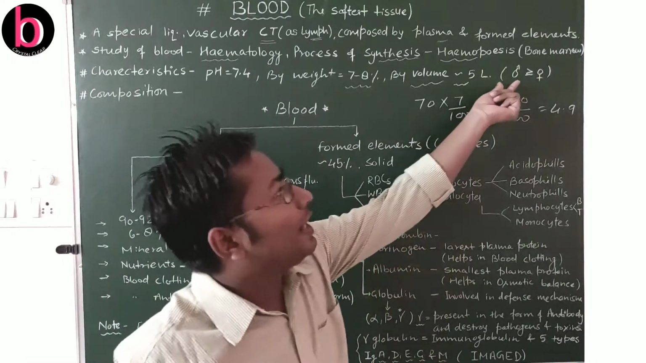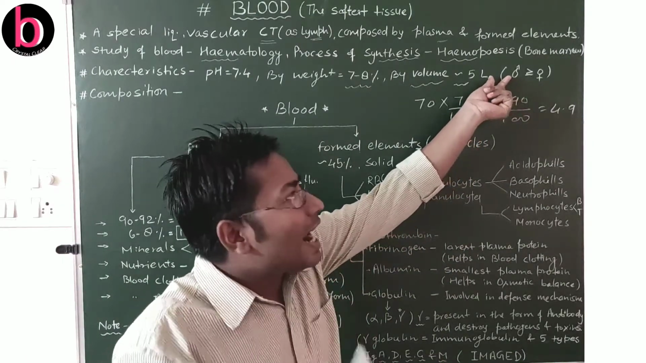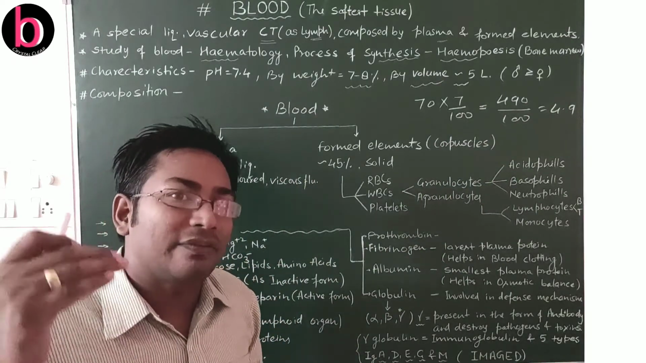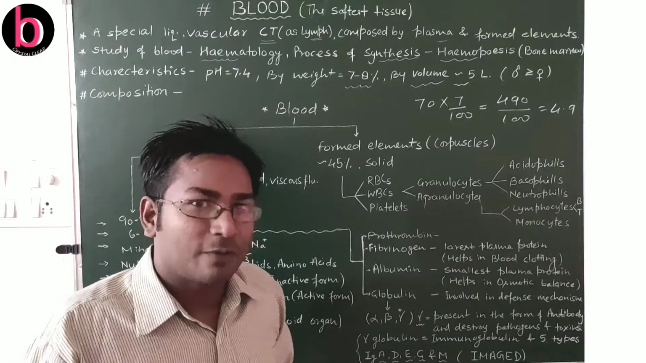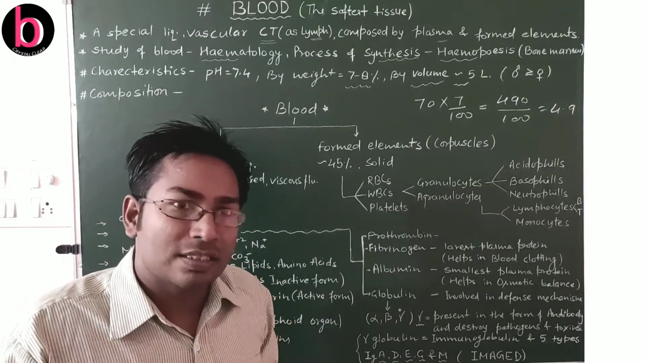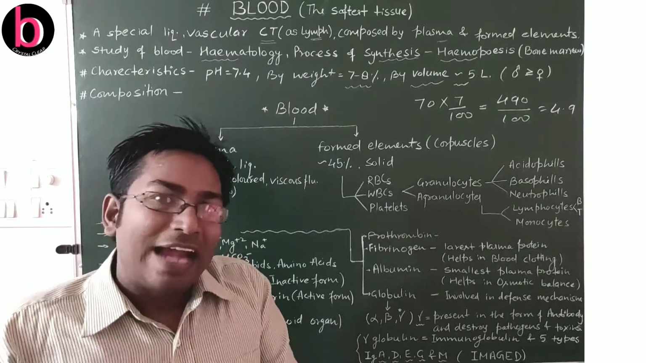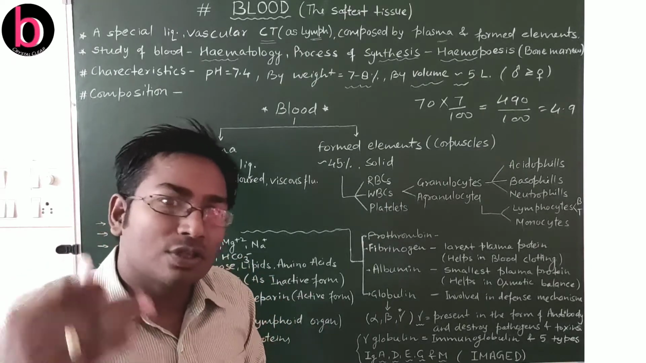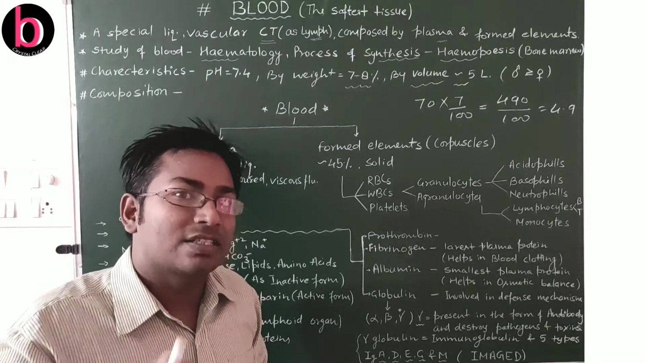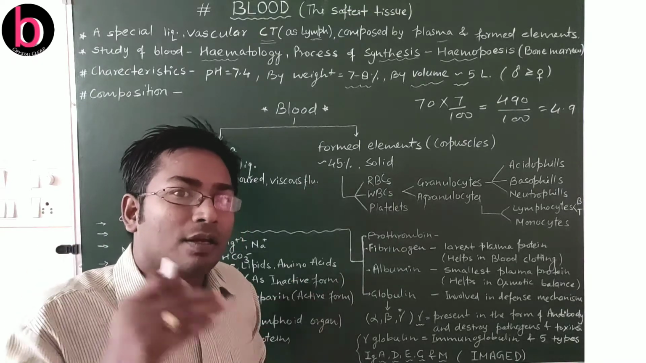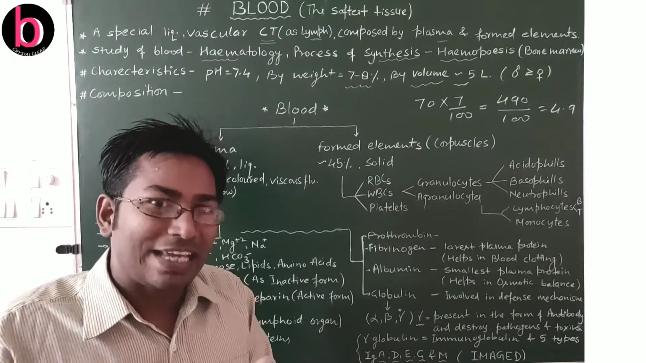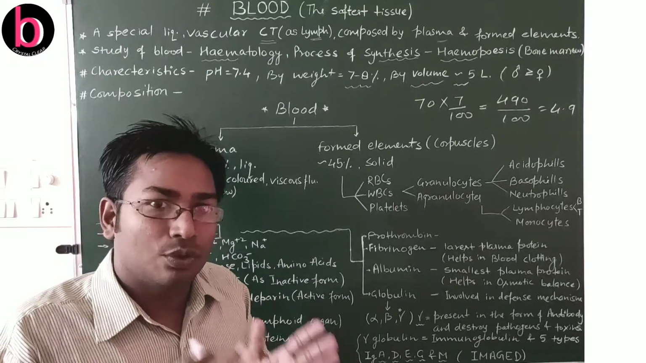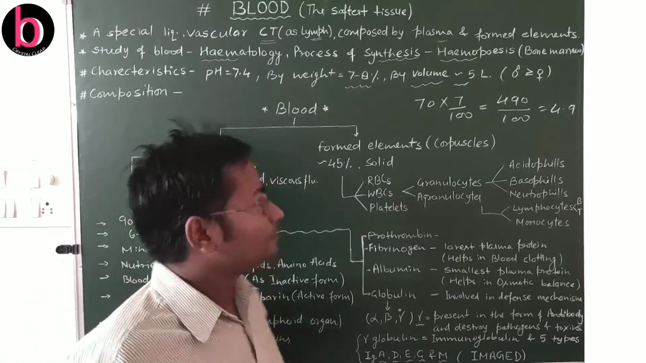In the human male, the quantity of blood is comparatively higher than in the female. Why? Because in females there is a menstrual cycle, and this menstrual cycle causes loss of blood. What is the menstrual cycle? This is a monthly cycle that occurs only in females who attain puberty. The rest of the information is related to class 12th, so you can check that video related to the human reproduction chapter.